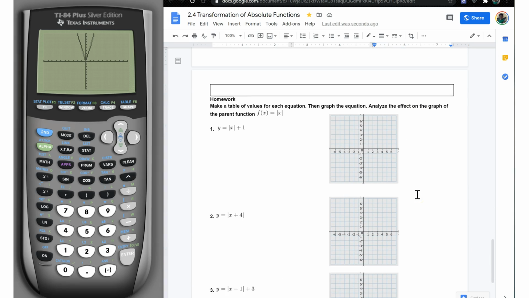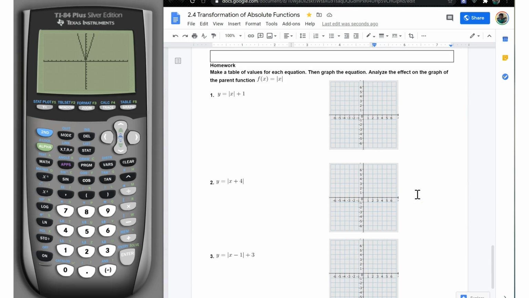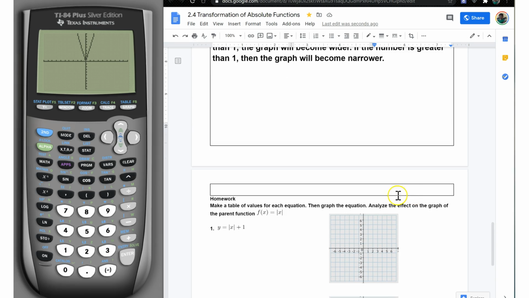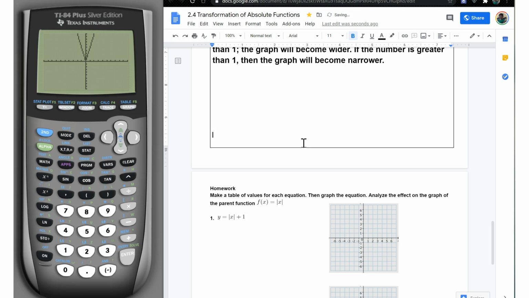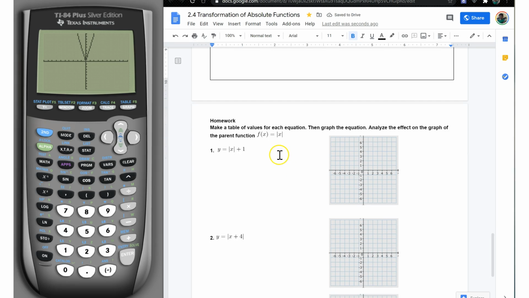Now for our homework, I'm going to talk about what's going to happen, and then I do expect you to graph. So what I'm going to do first is we're going to talk about what we think is going to happen. We're going to make a prediction. So in this case, we have y equals the absolute value of x plus 1. That plus 1, we're going to predict, is going to shift the parent function 1 unit up.